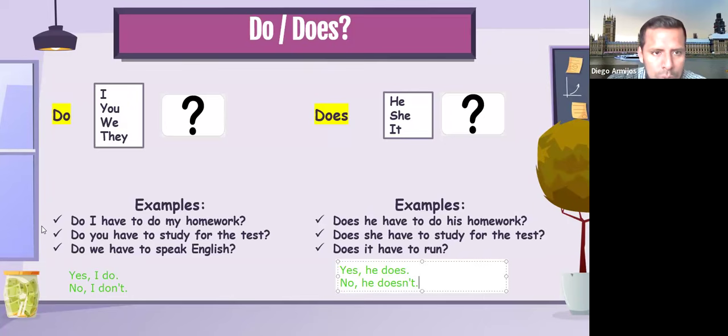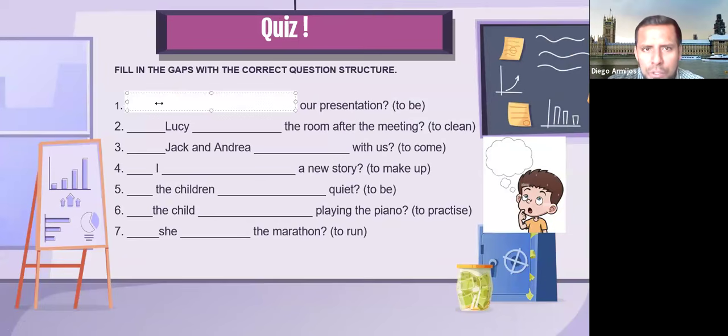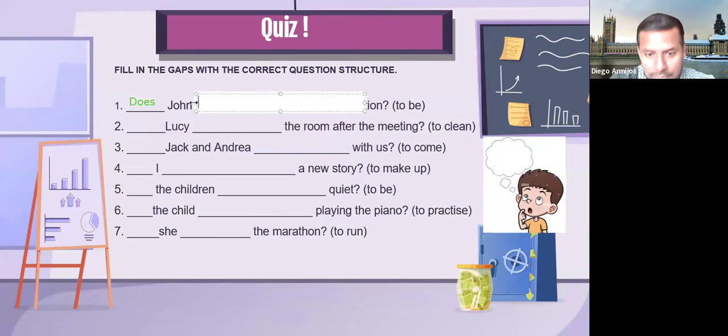Okay, now we're gonna do a small quiz in order to have it clear. It says, John, at our presentation. We're gonna use the auxiliary. What auxiliary should I use in order to make a question in singular? Do or does? In this case, we're gonna use does. Does John have to, we don't need to conjugate here. We need to keep the base form, okay? Does John have to be at our presentation?